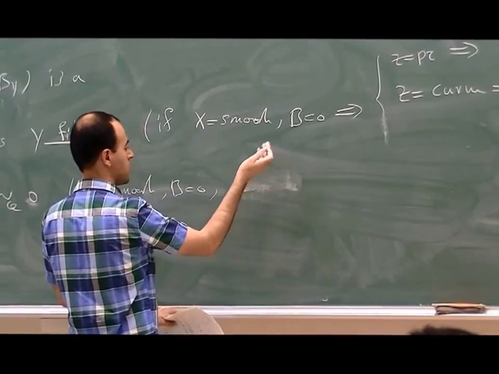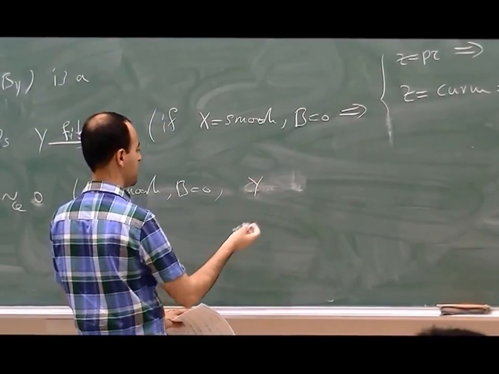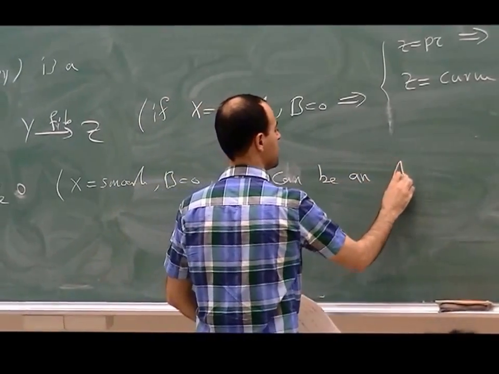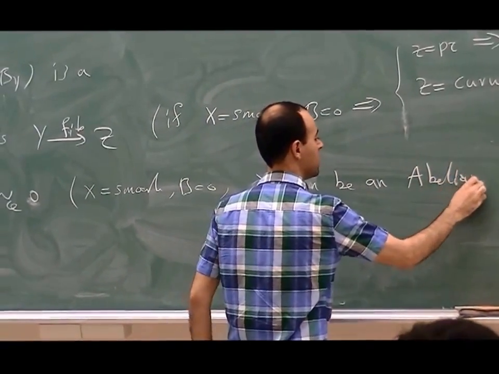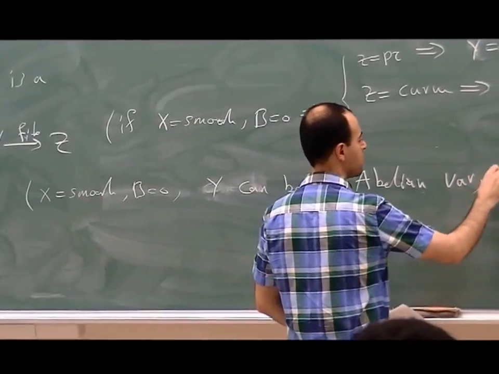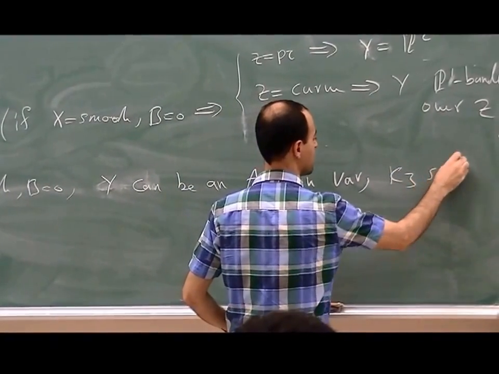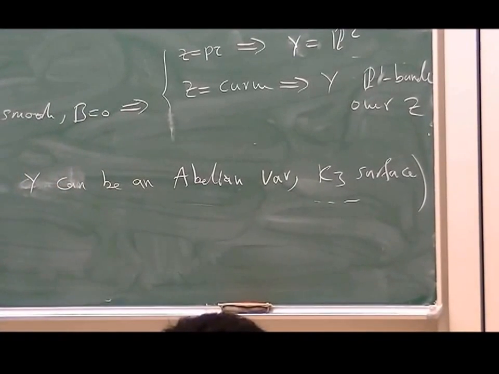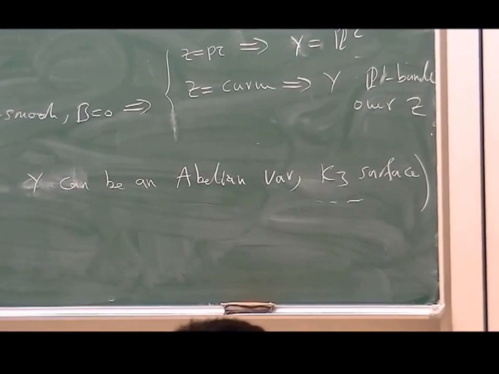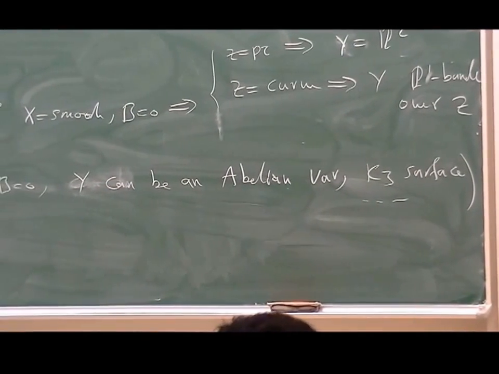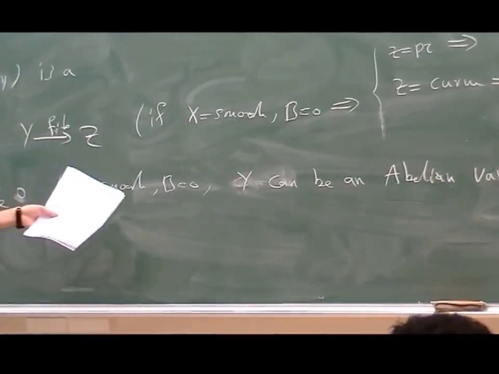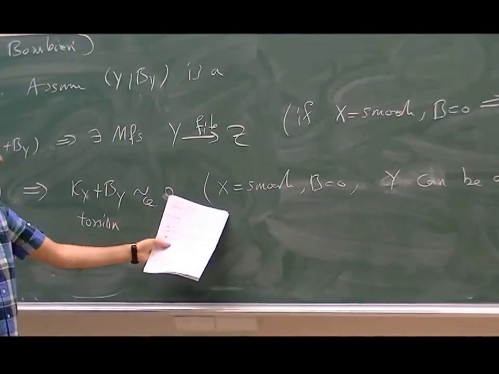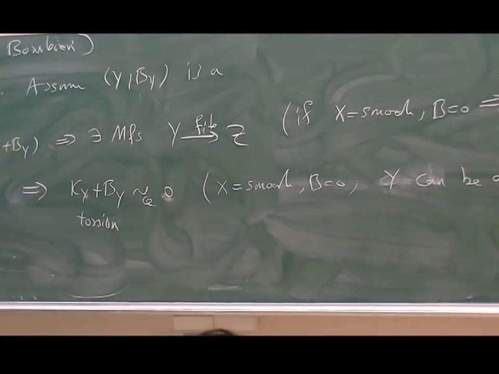So some of the most important cases would be, for instance, Y can be an abelian variety. It could be a K3 surface, and so on. So again, there is a kind of classification here. So you know a lot of detailed things about these kinds of surfaces because they are so special. The X itself could be complicated, but the Y is very simple.